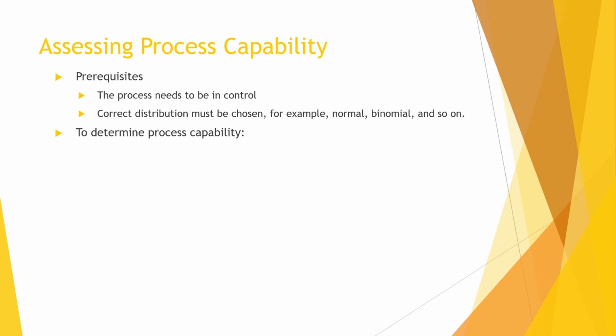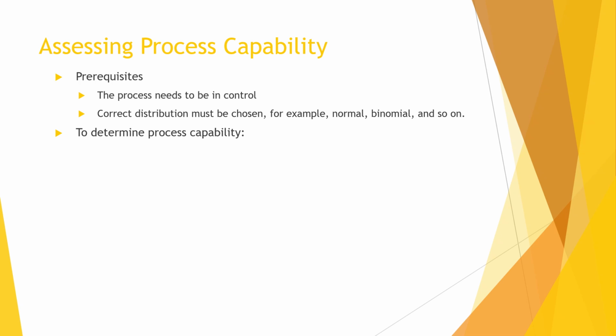You can assess process capability graphically by drawing capability histograms and capability plots. These graphics help you assess the distribution of your data and verify that the process is in control. Assessing process capability. What are the prerequisites? The process needs to be in control. Correct distribution must be chosen. For example, normal, binomial, and so on.